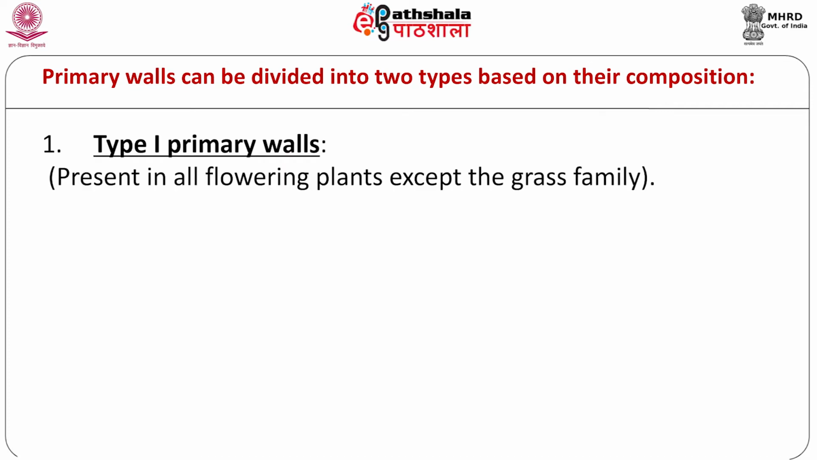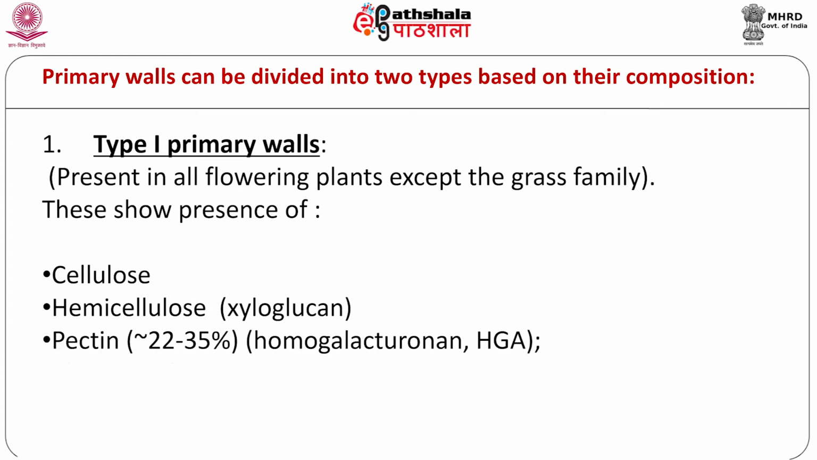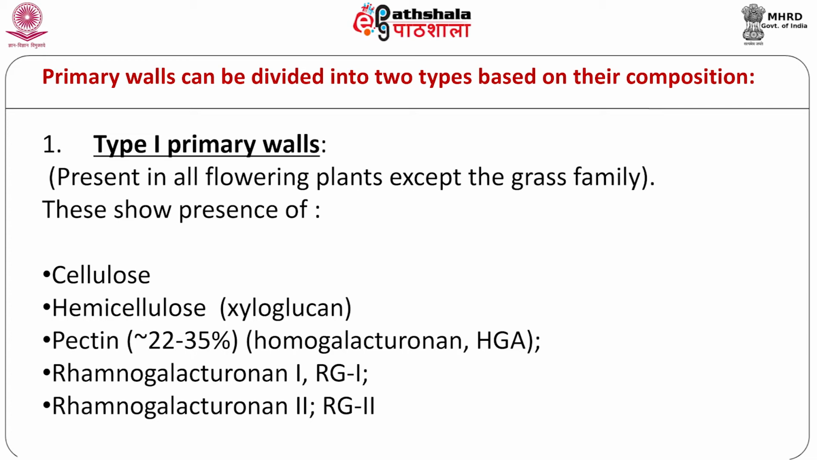Type 1 primary cell wall is present in all flowering plants except the grass family. It shows presence of cellulose, hemicellulose, that is xyloglucan, pectin approximately 22 to 35%, homogalacturonan, HGA, rhamnogalacturonan, RG1 and rhamnogalacturonan RG2.